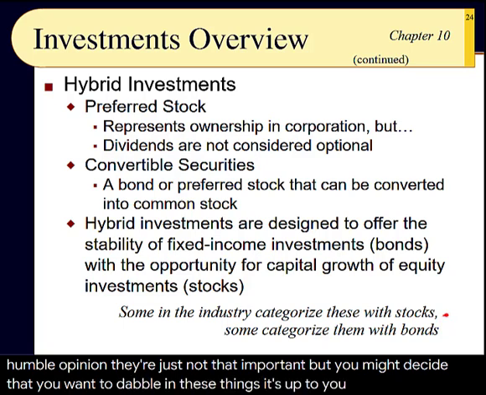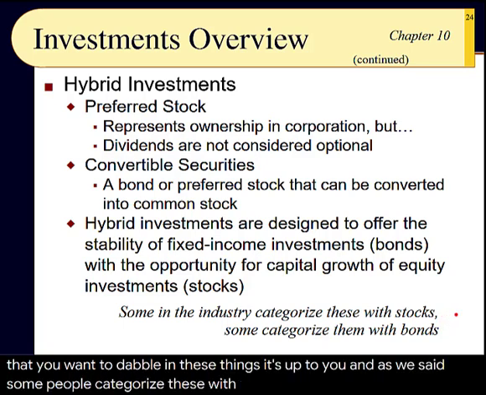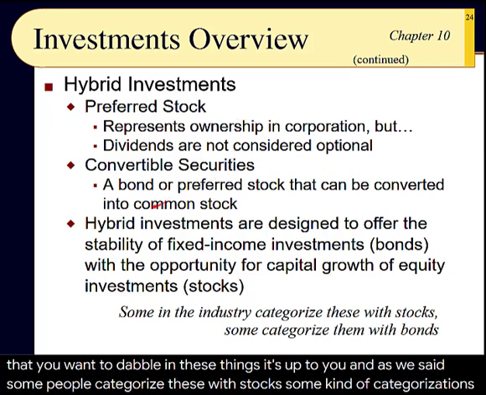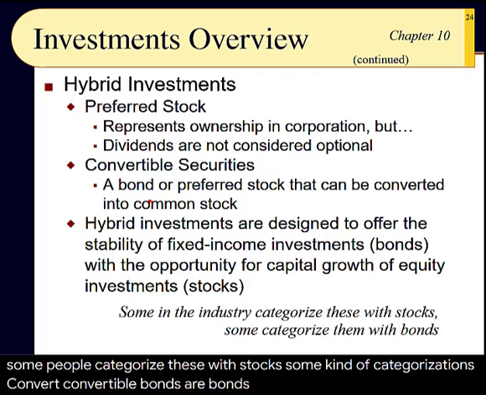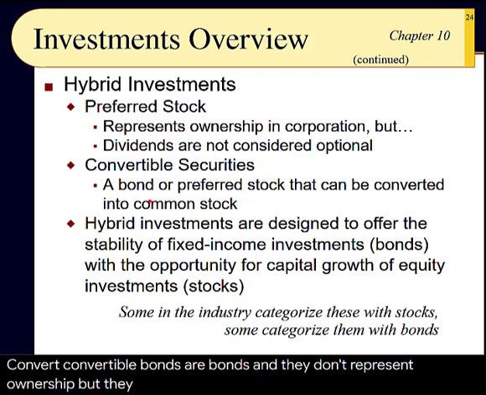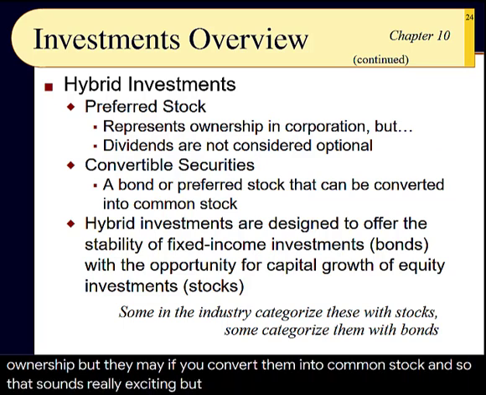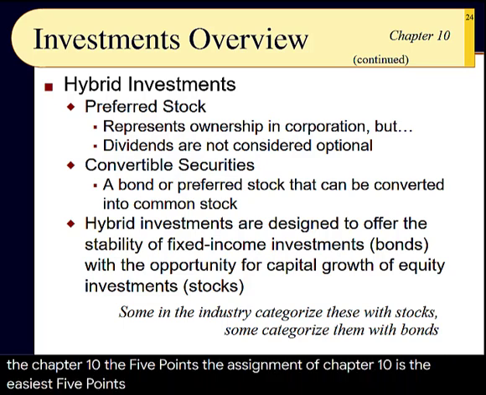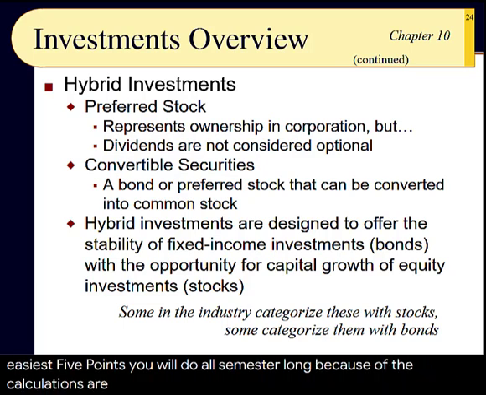It's up to you. And as we said, some people categorize these with stocks, some categorize these with bonds, so you decide. But in general, remember, preferred stock are stock. They represent ownership. Convertible bonds are bonds, and they don't represent ownership, but they may if you convert them into common stock. And so that sounds really exciting, but it's not really exciting. In fact, when we get to chapter 10, the 5 points, the assignment of chapter 10 is the easiest 5 points you will do all semester long because the calculations are just kind of ridiculously simple. Check it out when we get there.